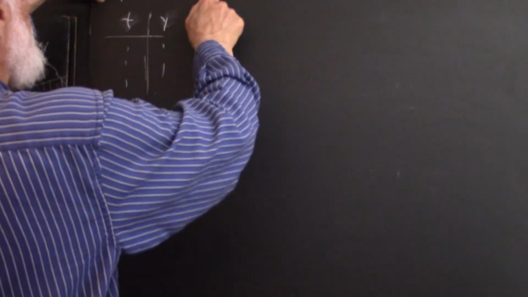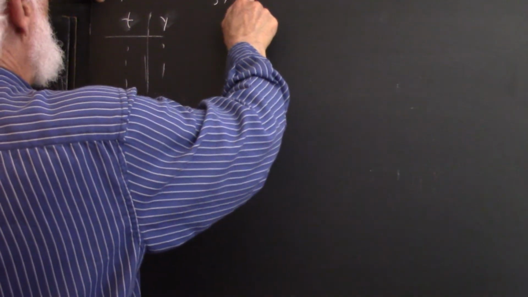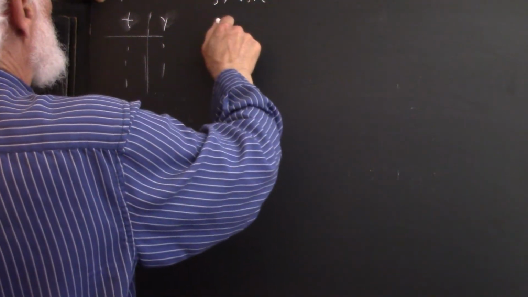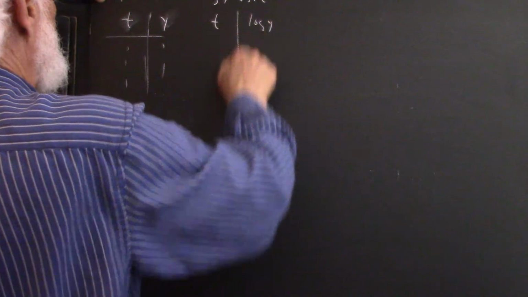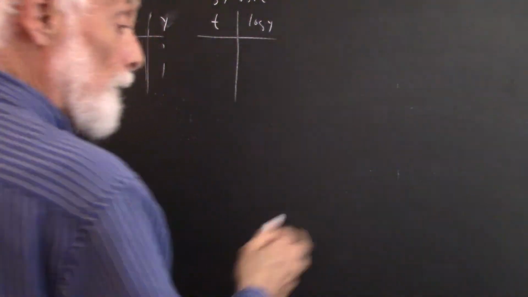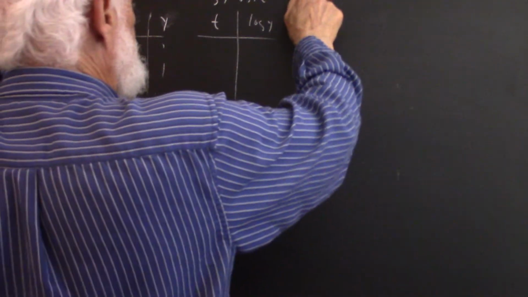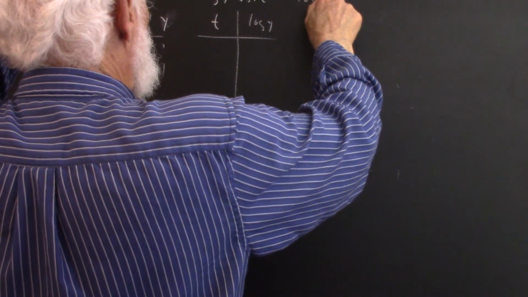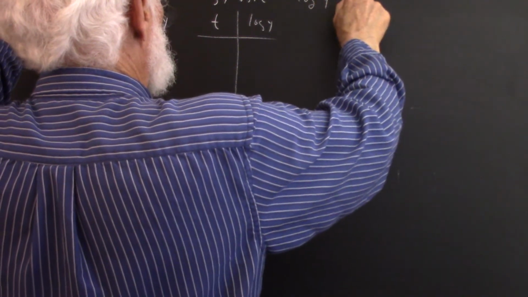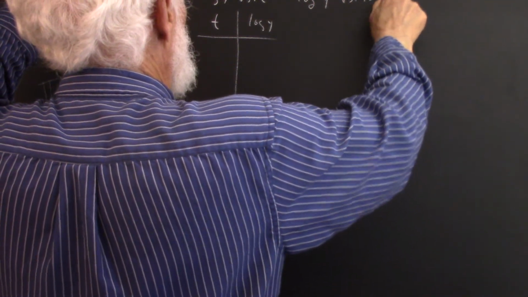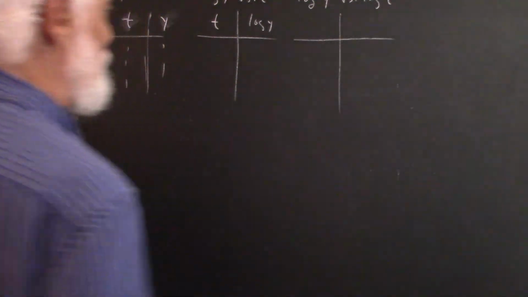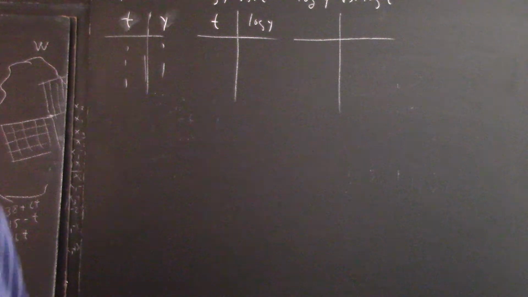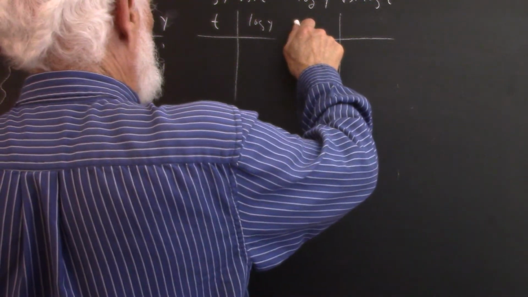Log y versus t has t here and log y here. And there's also another one we could do. Your text doesn't do it, but there might be problems in the final where you need to, and it's done very similarly.